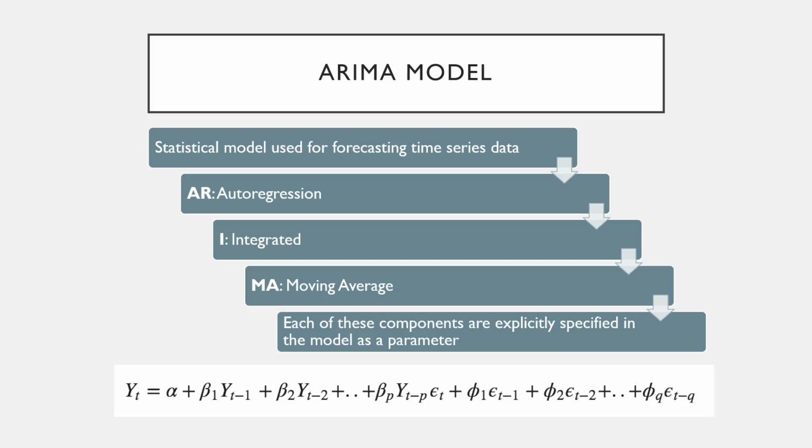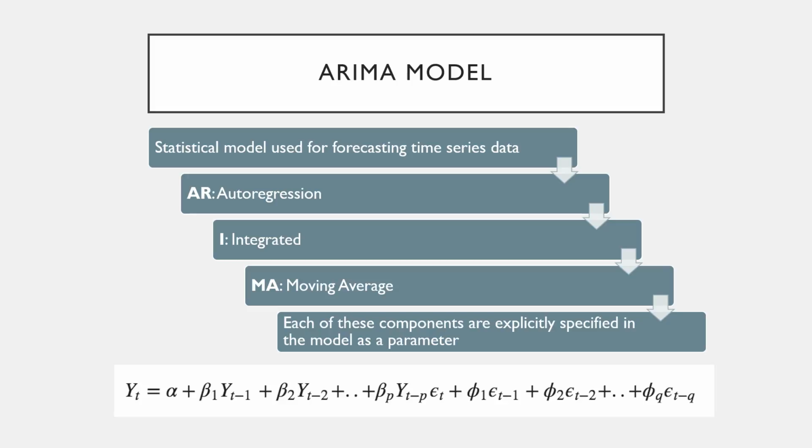The AR stands for autoregression, which is a model that uses the dependent relationship between an observation and some number of lagged observations. I stands for integrated, which is the use of differencing of raw observations, subtracting an observation from an observation at a previous time step in order to make the time series stationary. And MA stands for moving average, which is a model that uses the dependency between an observation and a residual error from a moving average model applied to lagged observations.